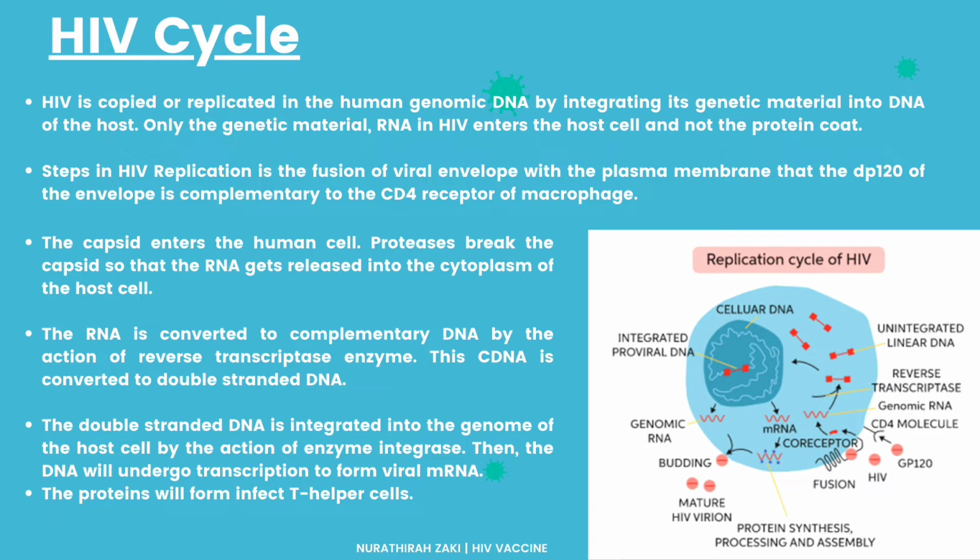Protease breaks the capsid so that the RNA is released into the cytoplasm of the host cell. The RNA is converted to complementary DNA by the action of the reverse transcriptase enzyme. This cDNA is converted to double-stranded DNA. This double-stranded DNA is integrated into the genome of the host cell by the action of the enzyme integrase. Then the DNA undergoes transcription to form viral mRNA. The proteins formed will then infect T helper cells.